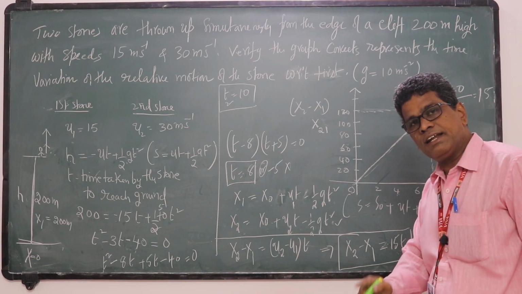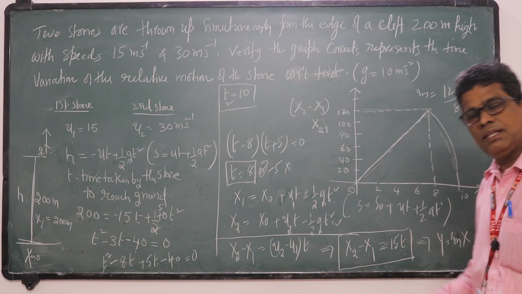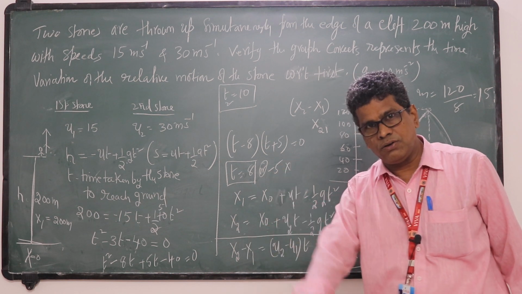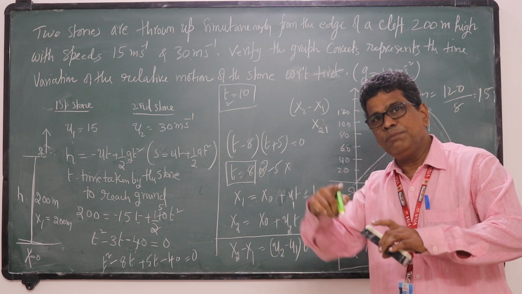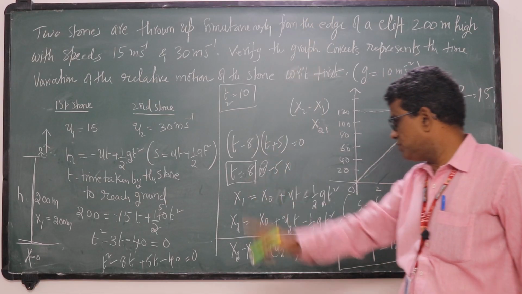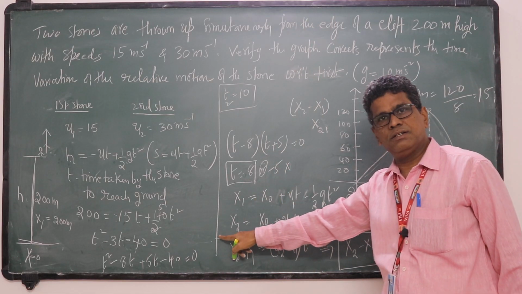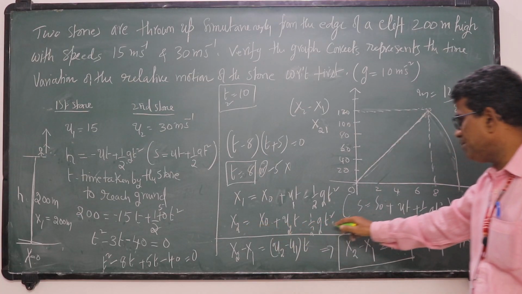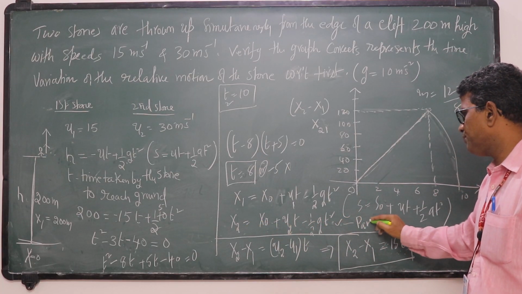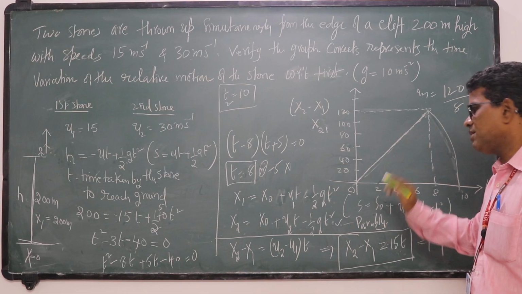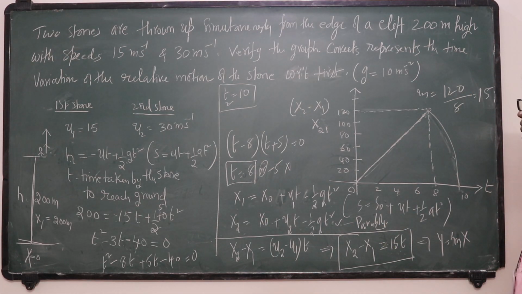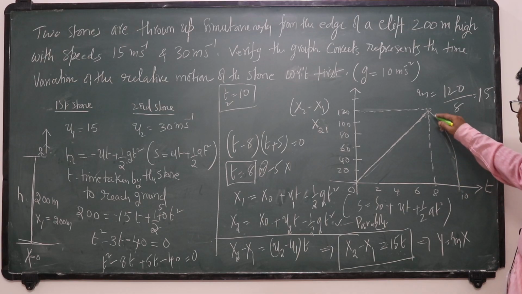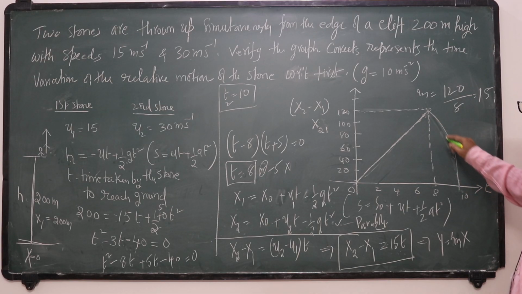If t is greater than 8 seconds, that means after the first stone reaches the ground, the second stone will still be in the air. So this is its position equation, the mathematical equation. What is its shape? It is a parabola, with increasing slope. This is the graph.